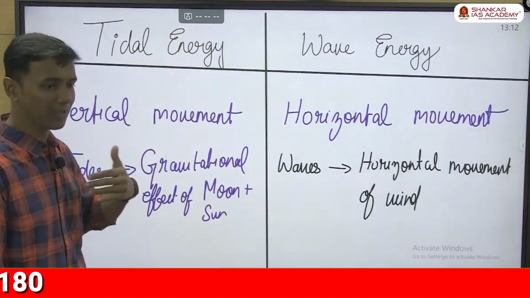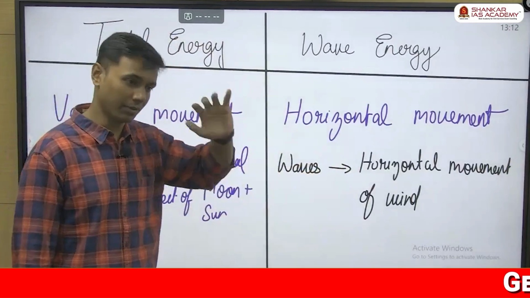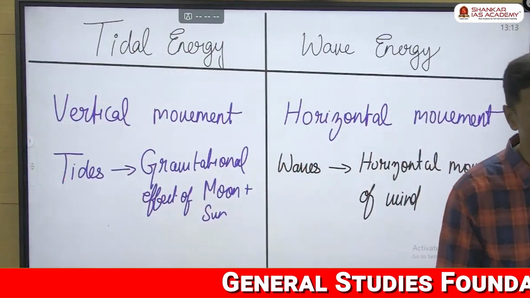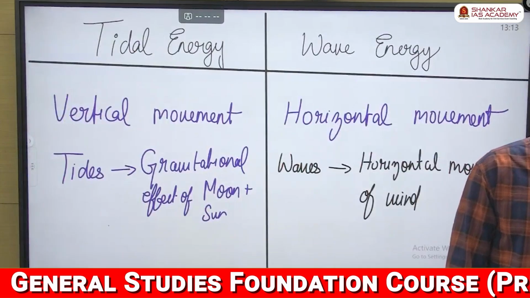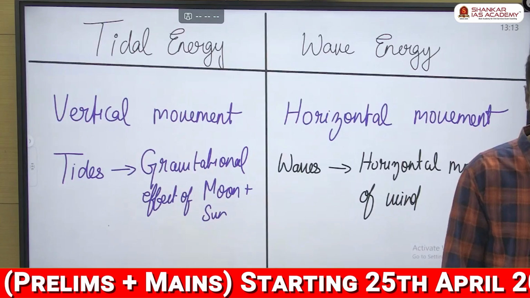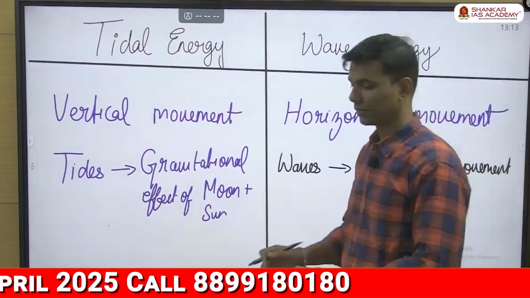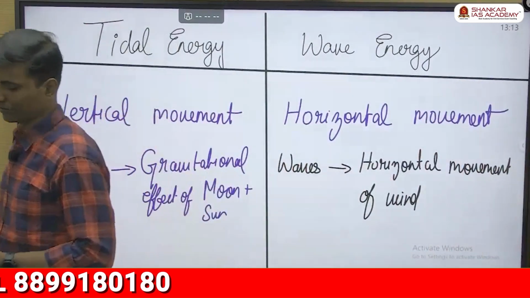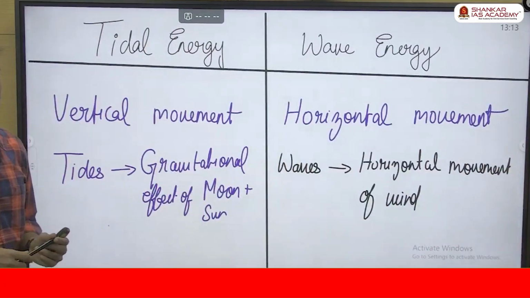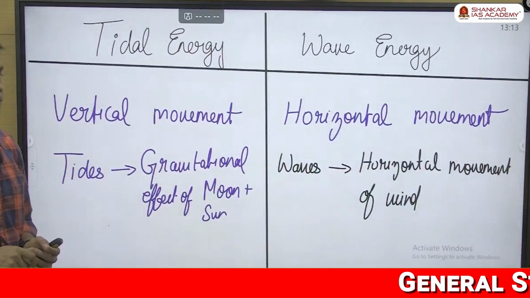We can make a prediction based on the pattern for tidal movement, that is up and down movement. But wave depends on wind and it is unpredictable. Tides are predictable, waves are unpredictable. Tides have a constant pattern mostly, but waves do not stick to a constant pattern.